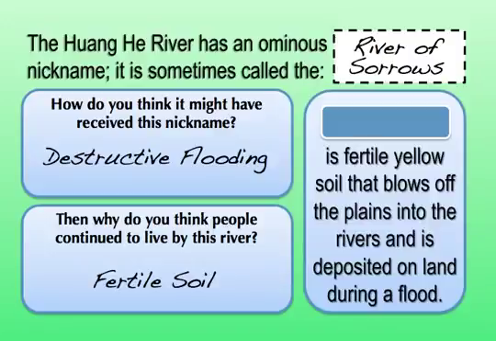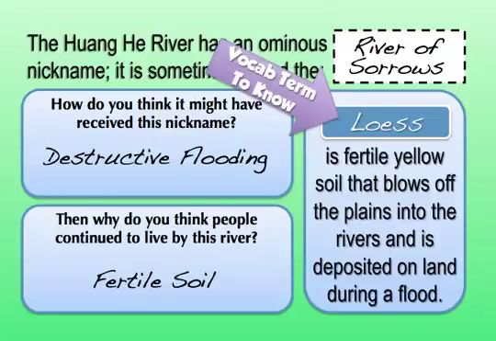So let's talk about that fertile soil for a second. There's a name for this yellow soil that blows off of areas like the Gobi Desert. It gets picked up into the waters of the river, and then when the rivers flood, and then they recede again afterwards, they leave behind this yellow soil. This is known as loess. Go ahead and write that down. Loess is that yellow soil that is brought by the floods, and this is why we see these farmers continuing to live on the banks of these rivers.